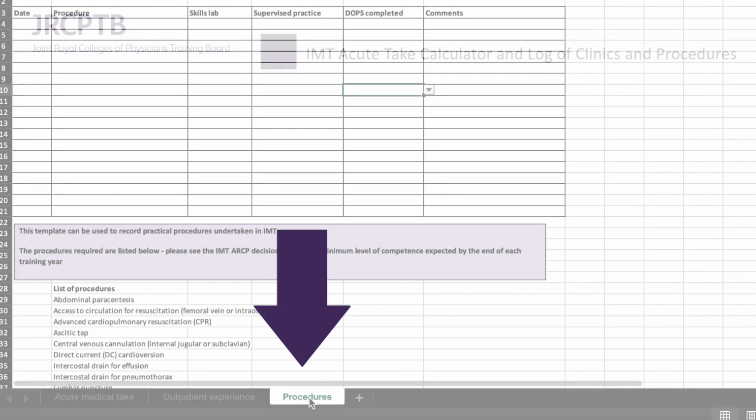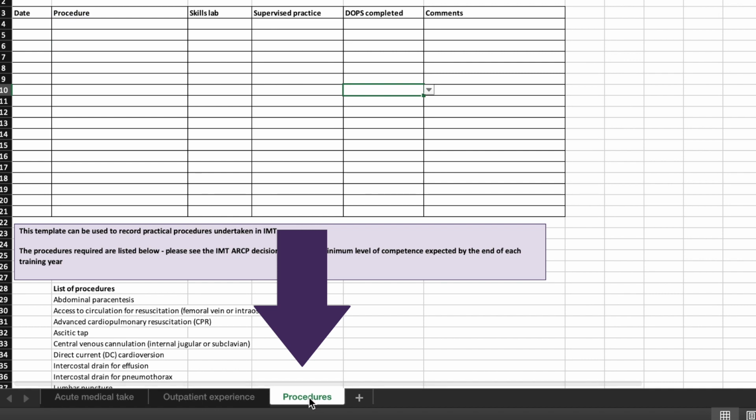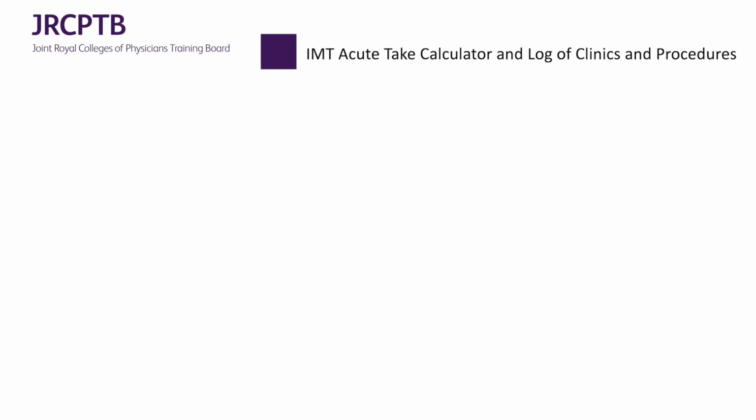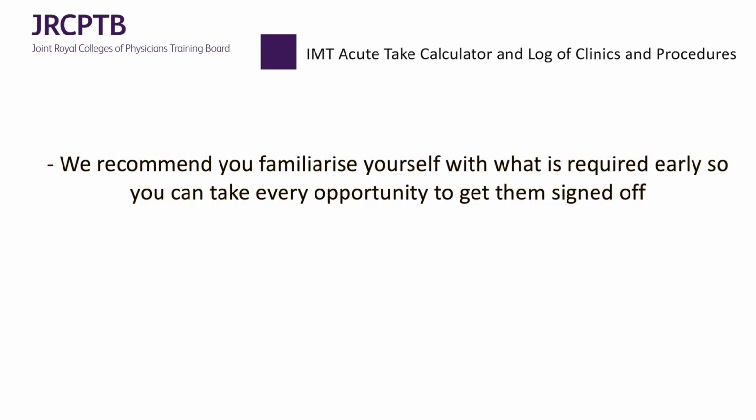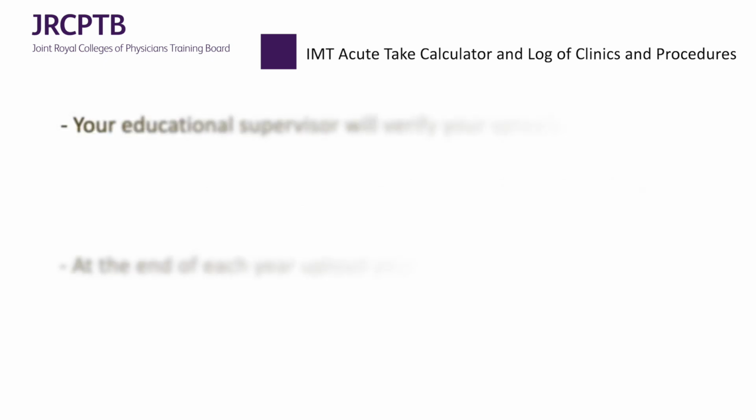Finally, the last tab allows you to document your procedures. Familiarize yourself with what is required early so you can take every opportunity to get them signed off. It is good to identify certain clinics, for example pleural or cardiac clinics, and rotate through these with your colleagues. Please note that some of these procedures require you to be competent at a clinical skills level only, so look these up in advance on the IMT ARCP Decision Aid.